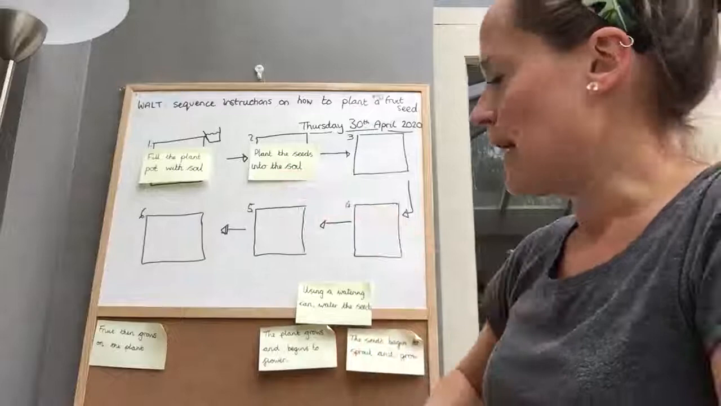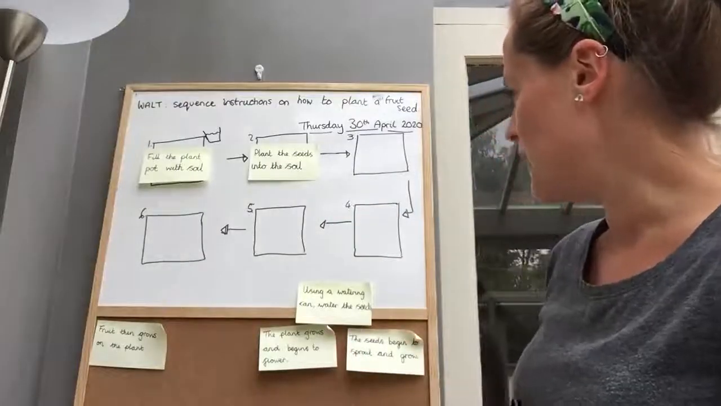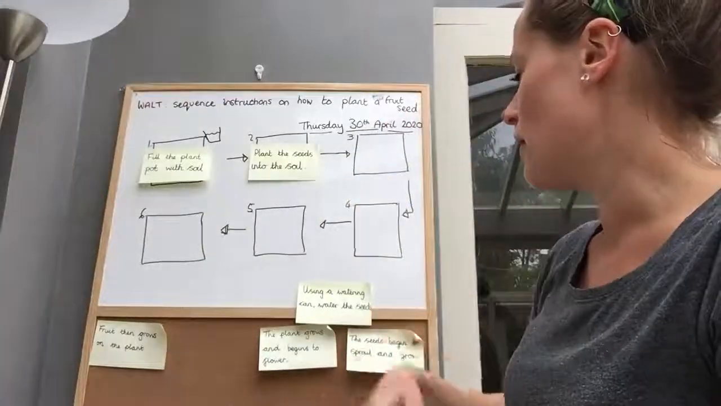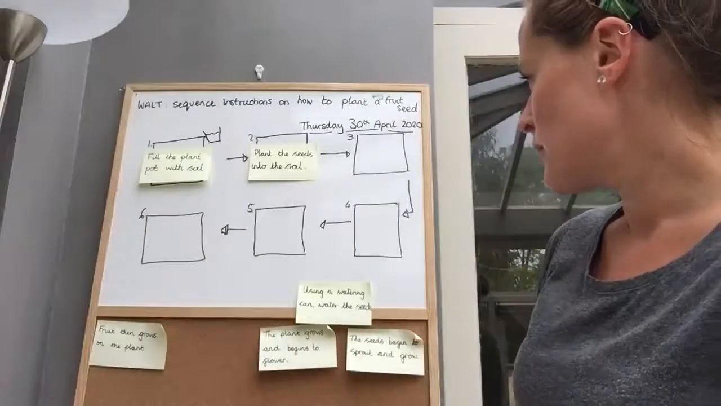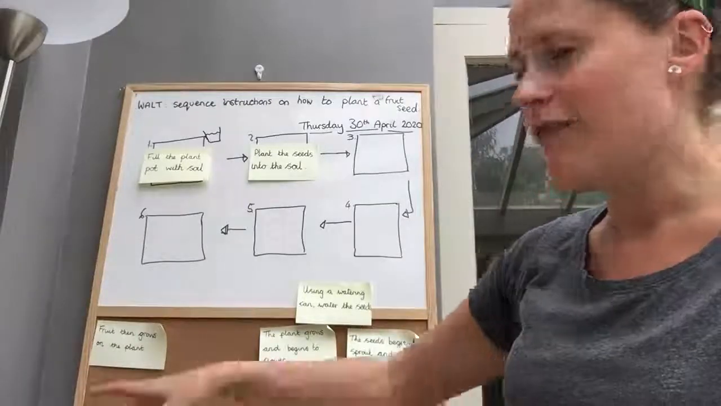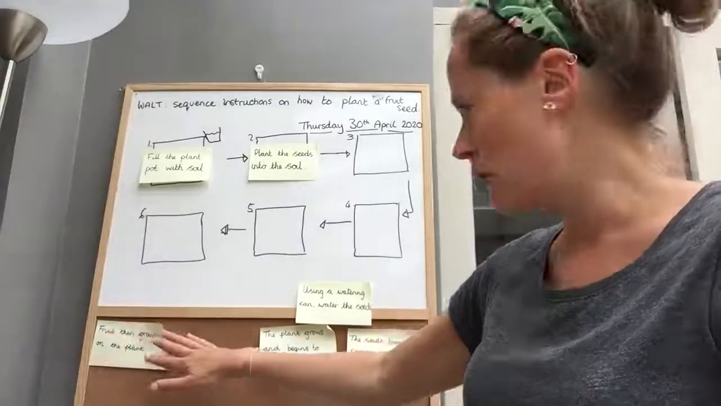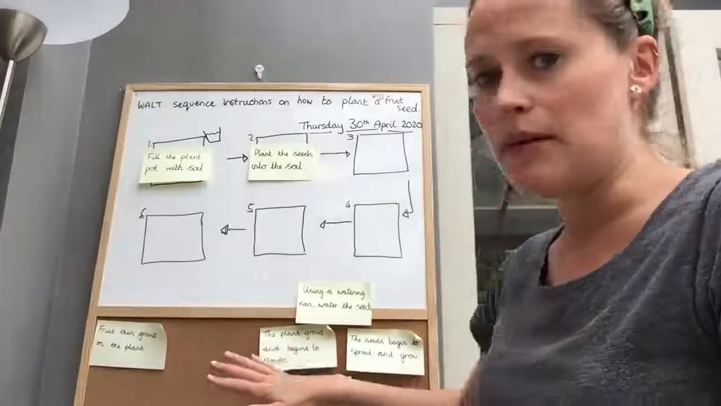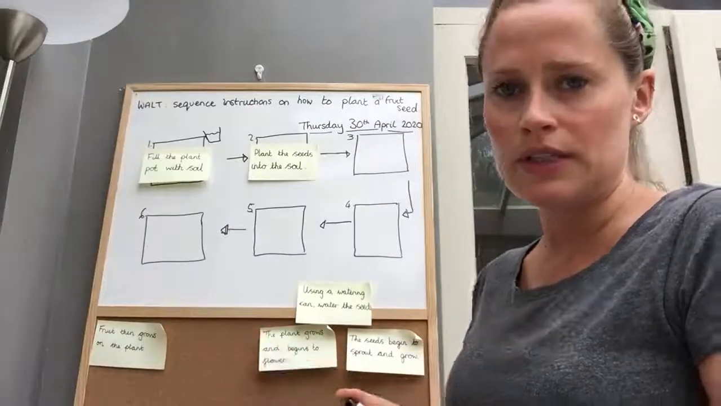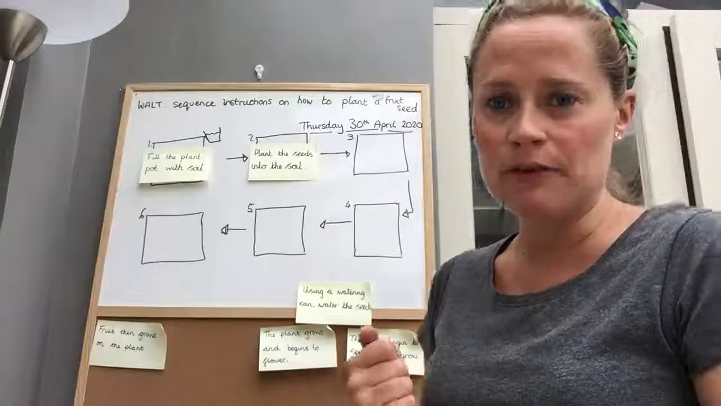Plant the seeds into the soil. Okay, we've got two stages so far, and now we need to work out what is going to go in our third box. So we've got the seeds in the soil. We haven't mentioned the plant yet because the plant needs to grow first. But we know that in order for a seed to grow, it needs to be fed.